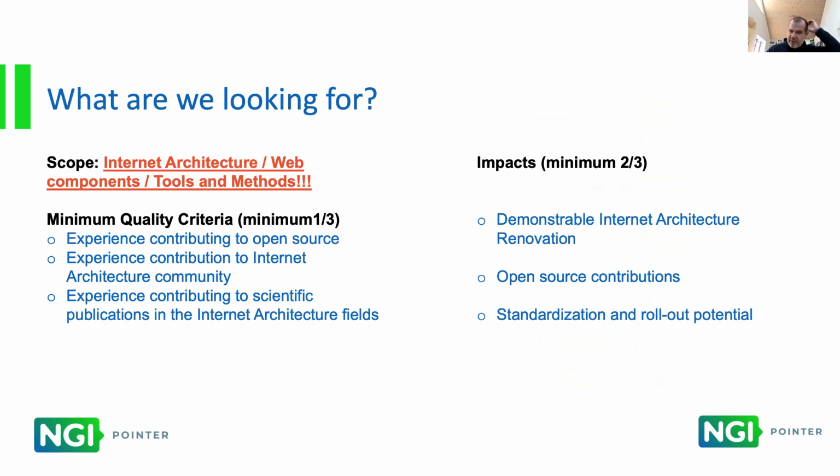So what are we looking for? The scope is immensely important. It's internet architecture, web components, tools, and methods. And I think the later we get into the presentation, the more examples you will get. And I think that's the best way of explaining it, because we don't have a specific scope that we are delimiting ourselves to. We want to keep this quite open and for you to find your own feet in this. But it's important that it is focusing on that.